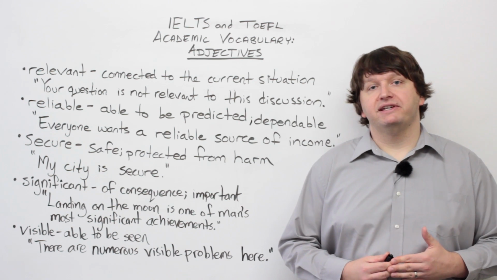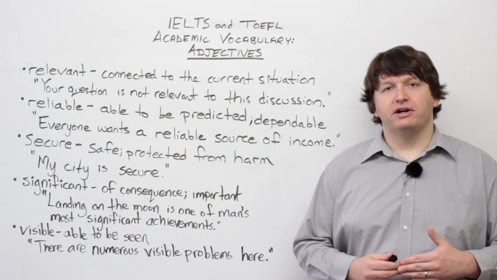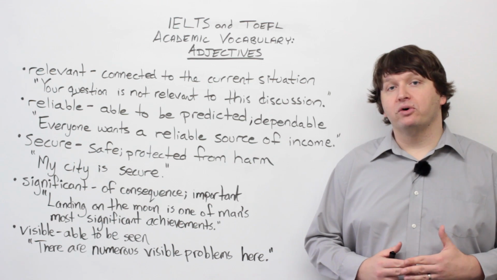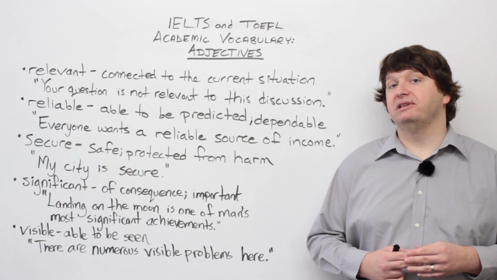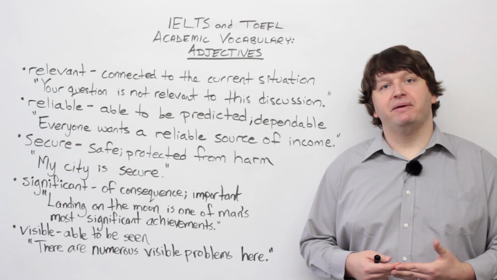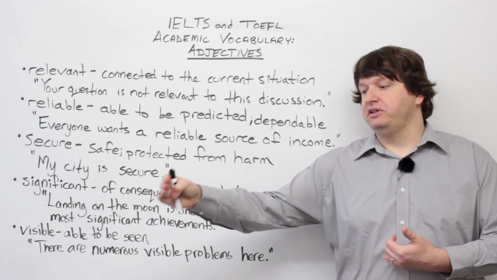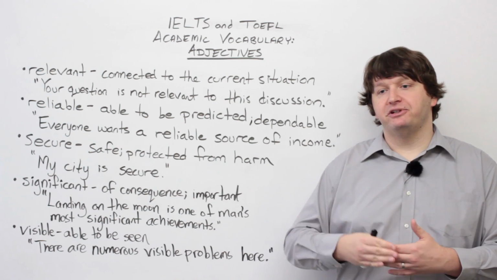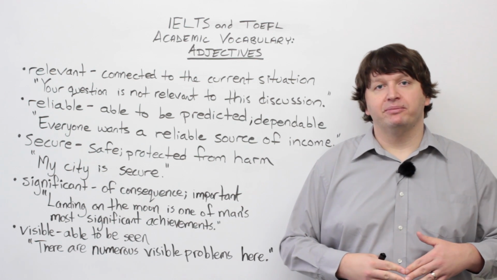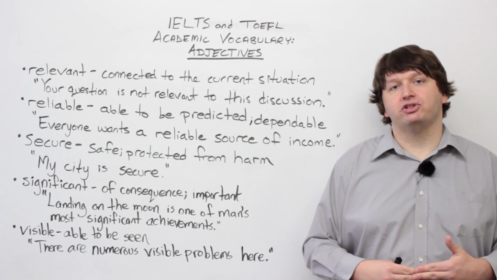The next adjective is reliable. Reliable means able to be predicted or dependable, something you can count on. The sentence we have on the board is everyone wants a reliable source of income. A reliable source of income means money from your job that you know is going to come at a dependable pace. So every 2 weeks, you will receive a certain amount of money from your job. So everyone wants a reliable source of money and income from their job.